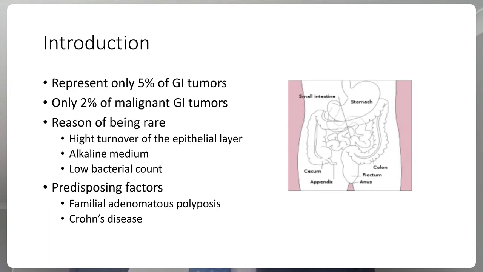Among these theories are the high turnover and rapid cell division of the epithelial layer, which tends to renew itself every 48 to 72 hours. The other possibility is the alkaline medium of the small bowel, and the last one is the low bacterial count in the small intestine. The small intestine is not sterile, but the bacterial count compared to the colon is very low.